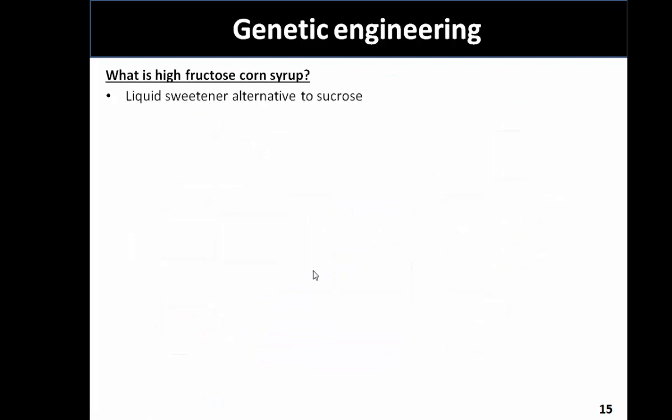So high fructose corn syrup, as the name indicates, is made from corn. It's in liquid form, and it has a relatively high level of fructose, which is a monosaccharide. And it's used as an alternative sweetener to sucrose.